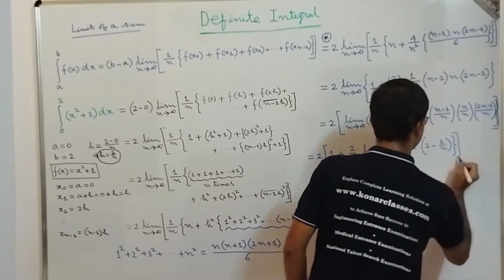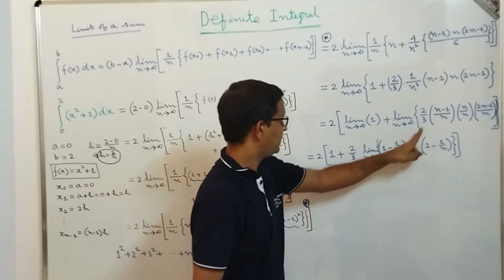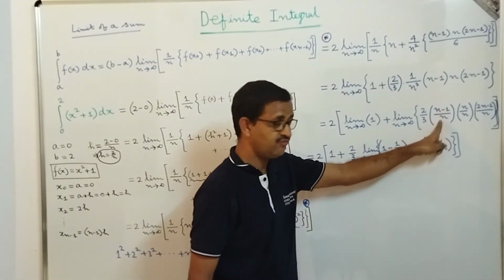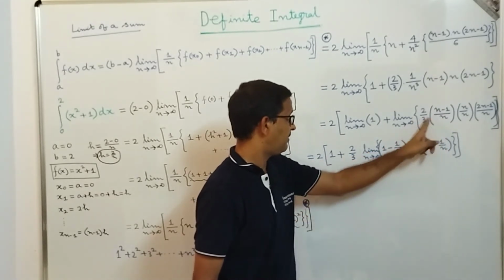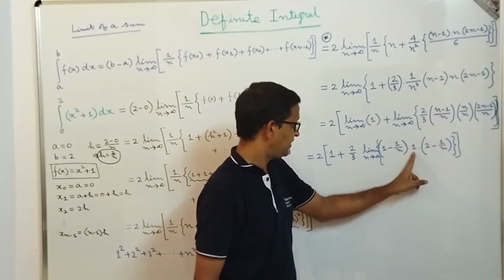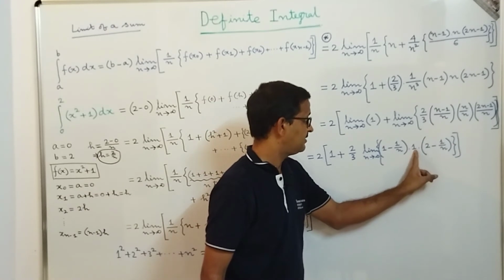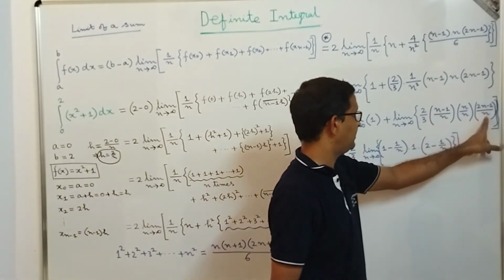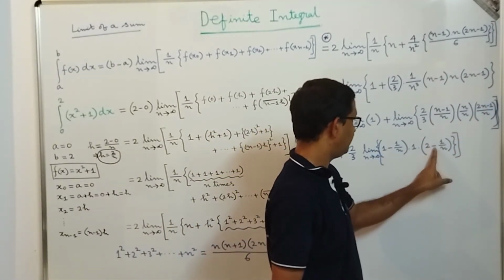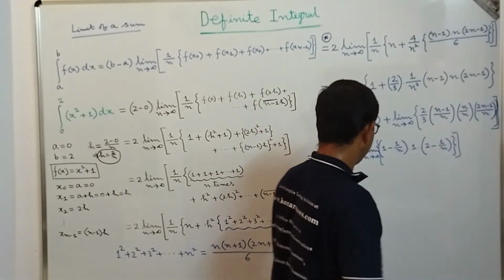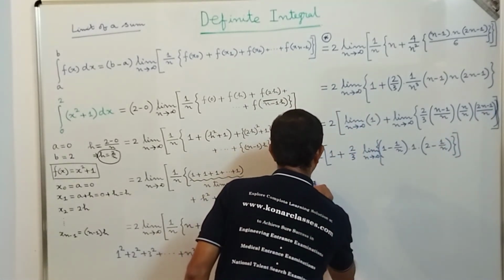So how are we getting it? 1 minus 1 by n, so n minus 1 by n. If we divide n by n, it is 1 minus 1 by n. Then the next one is n by n, which is 1. And again 2n minus 1 by n, that means 2n by n, that is 2 minus 1 by n. Correct? So what are we getting, dear students?